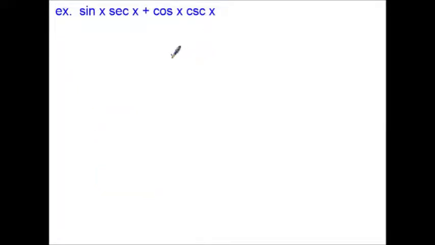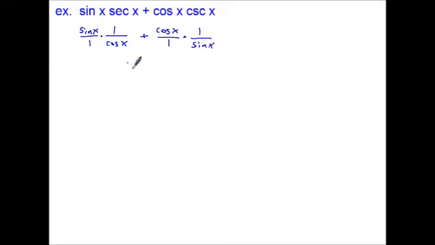Alright, sine x secant x plus cosine x cosecant x. Doesn't look overly nice, but let's dive into it and see what we can do. So I've got sine x, and I'm going to set it up over 1 because, looking at the rest of the stuff, I definitely have some fractions about to show up. So secant becomes 1 over cosine. Now I've got cosine, again I'm going to use a fraction, and then cosecant becomes 1 over sine.